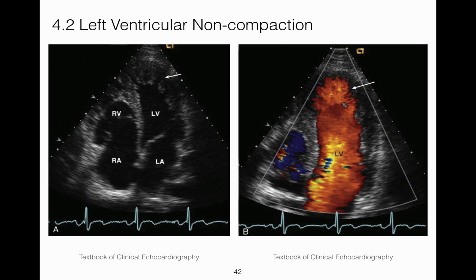These apical 4-chamber images, which are from Catherine Otto's textbook, show prominent myocardial trabeculations and blood flow within the trabeculated myocardium.